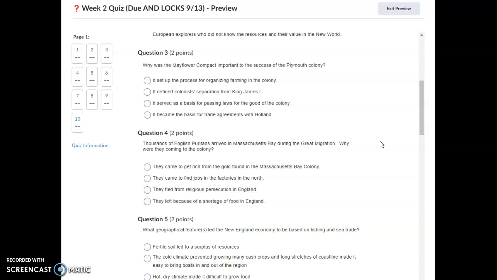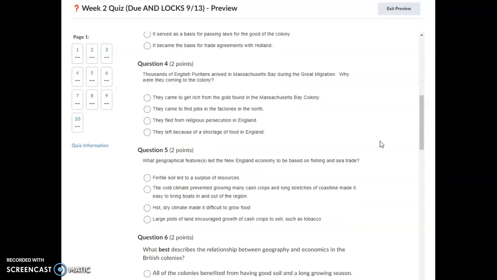Question number 4. Thousands of English Puritans arrived in Massachusetts Bay during the Great Migration. Why were they coming to the colony? A, they came to get rich from the gold found in the Massachusetts Bay Colony. B, they came to find jobs in the factories in the north. C, they fled from the religious persecution in England. Or D, they left because of a shortage of food in England.